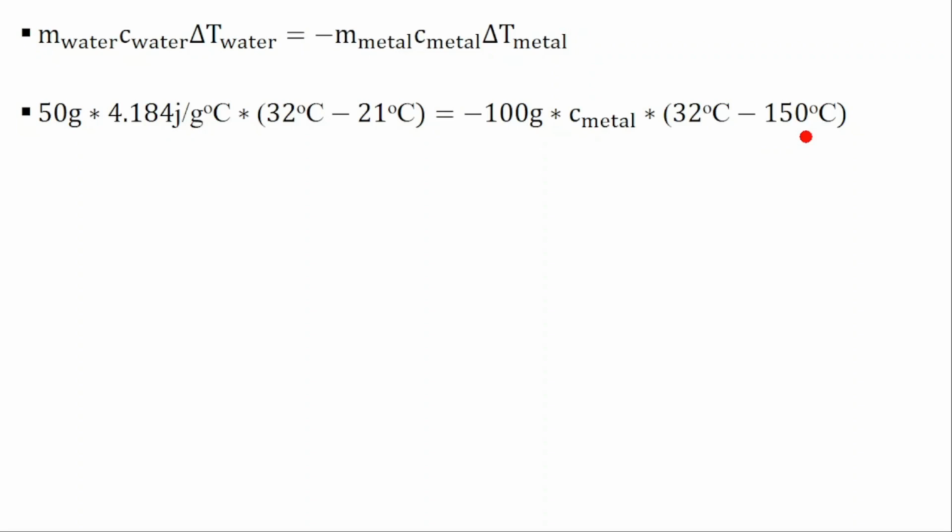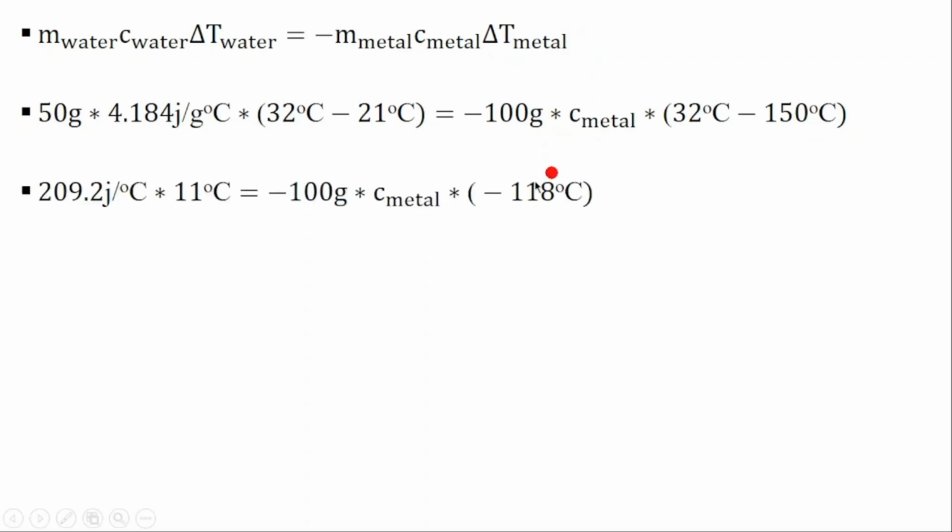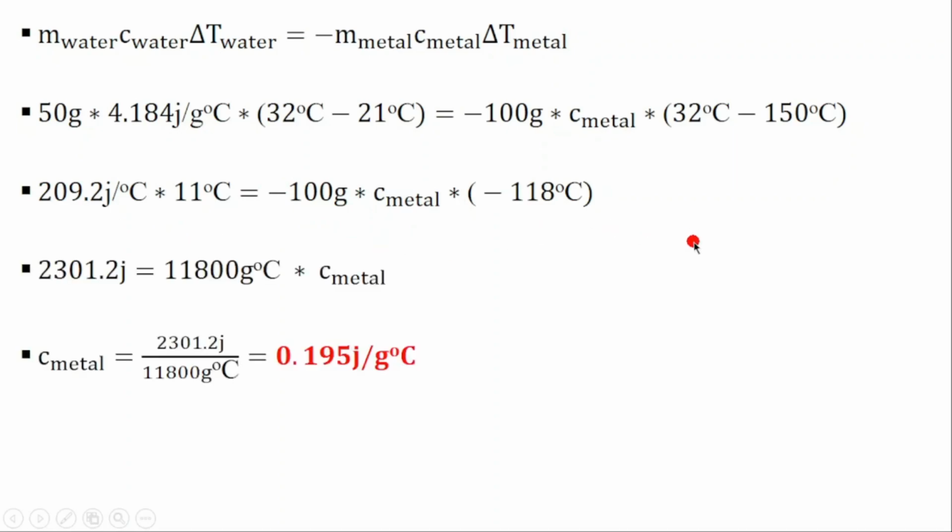Final 32 degrees Celsius minus initial 150 degrees Celsius. If we rearrange, multiply and do the addition, then we can calculate the unknown, which is the specific heat capacity of the metal, and we will see that the C, the specific heat capacity for the metal, is equal to 0.195 joules per gram degree Celsius.